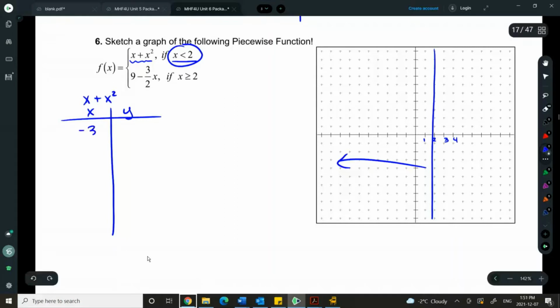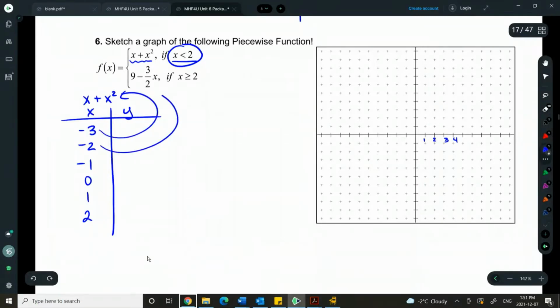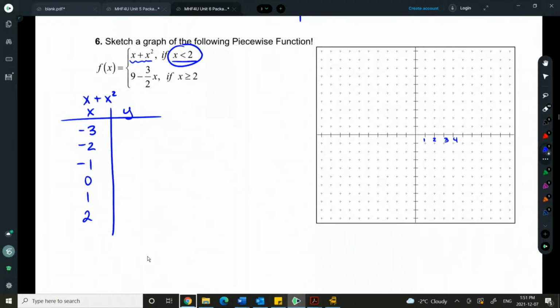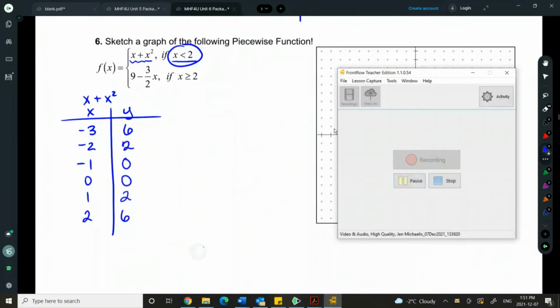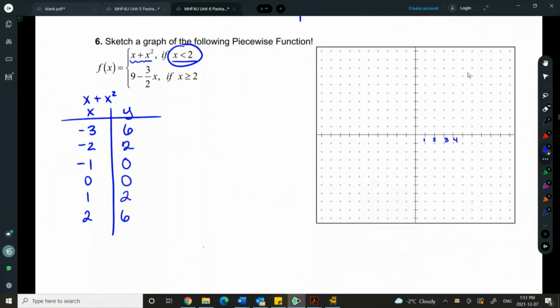Okay, so let's suppose maybe we did -3, -2, all the way up to 2, as I said. And we'll just take each of these and sub them in here and fill out our y coordinates. So pause the video and take a second to do that. And this is what we should have gotten. So we can actually plot these on our graph here. I'm just going to fill in my scale.